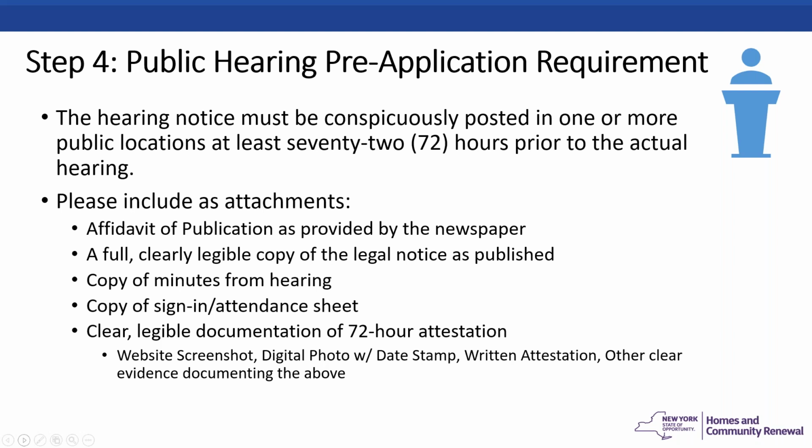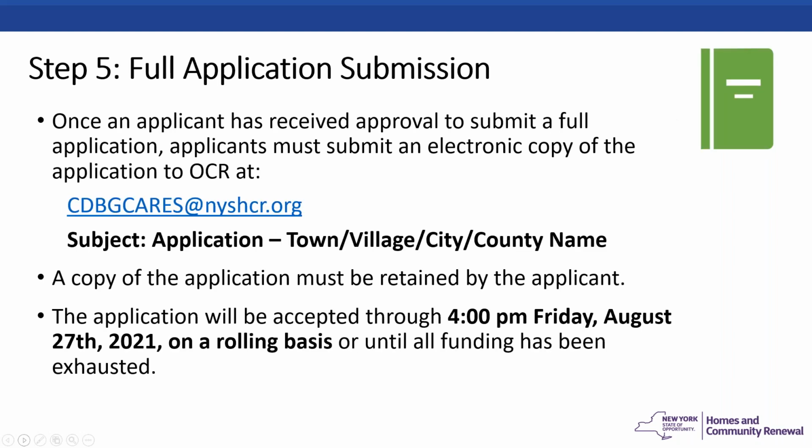So on the next slide, you see step 5. Once an applicant has received approval to submit a full application, applicants must submit an electronic copy of the application to OCR using the information here, again, through that central mailbox. Keep a copy of the application and submitted attachments for your records. Those applications will be accepted through Friday, August 27th on a rolling basis until funding has been exhausted. As we said before, we expect there will be additional opportunities to apply once we get through August, but this is the initial push. August 27th is the deadline.